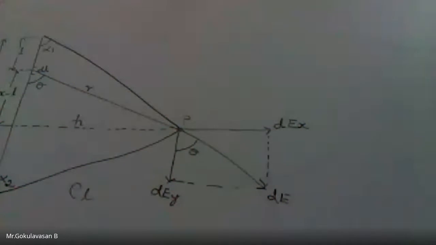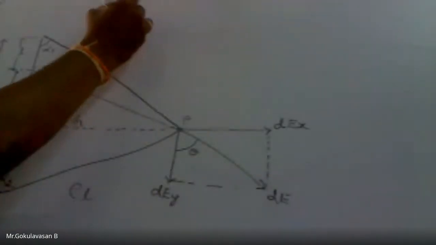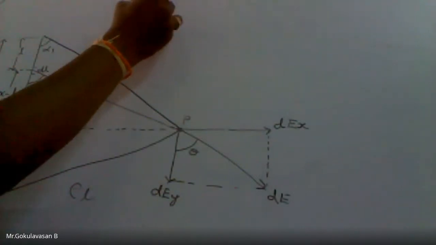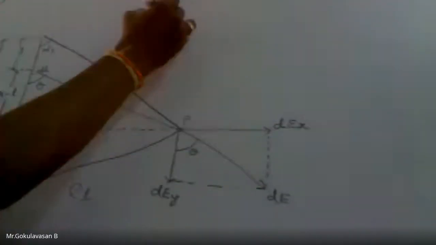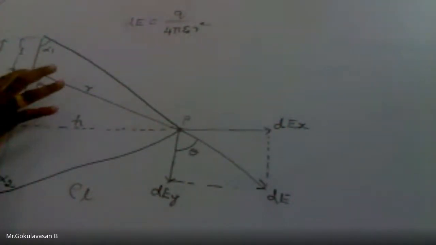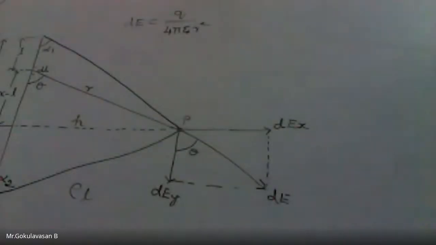So what I am doing first is, I'm going to find the general expression of electric field at a point due to this linear charge. So dE is actually Q divided by 4 pi epsilon r square. Why r square? Our consideration is from the infinitesimal small element dl to P. So that particular distance is r. I'm taking it as r square.